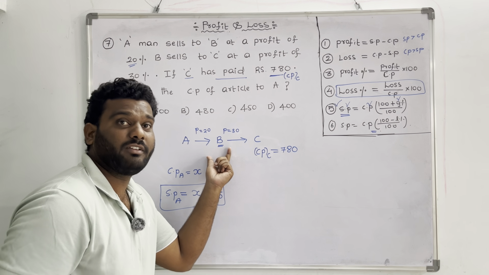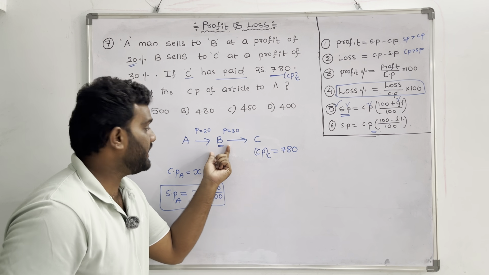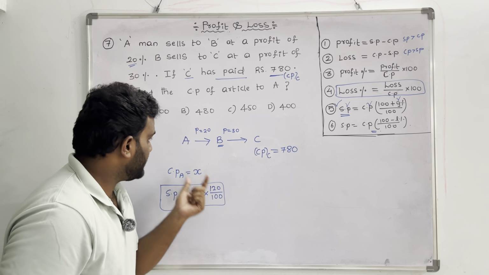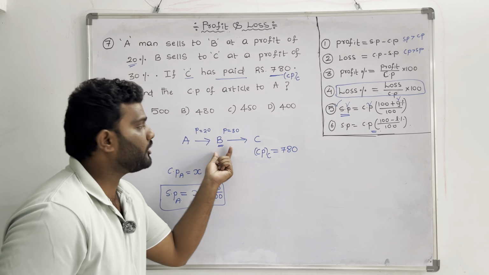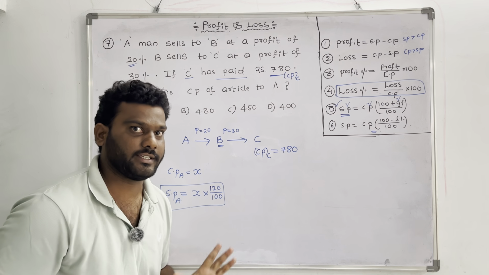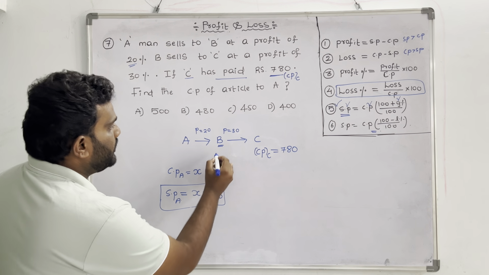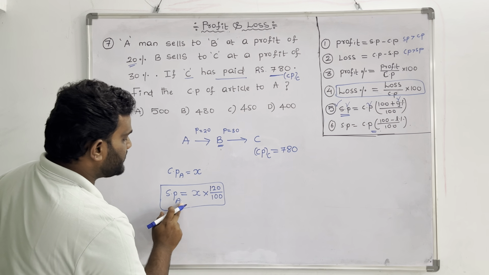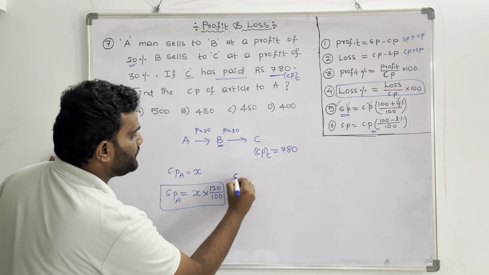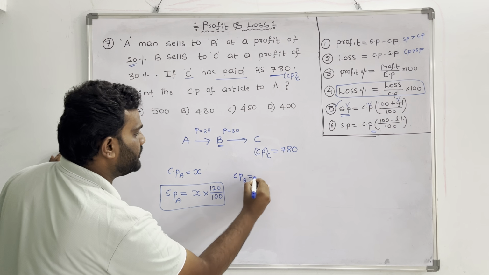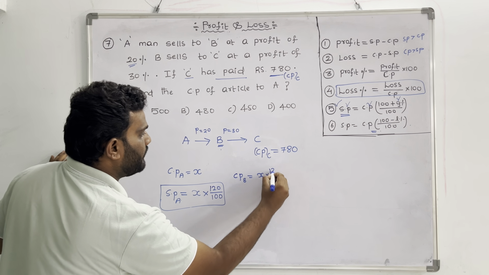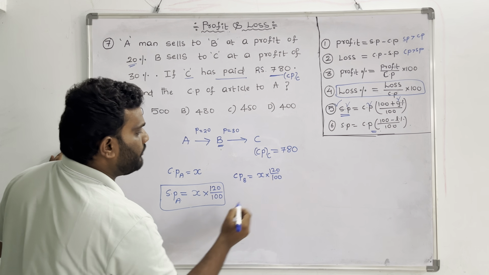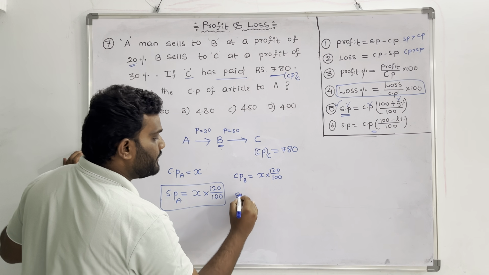Cost price of B will become, since B is buying from A, the selling price of A will become cost price of B. I hope you understand this. So cost price of B will be equal to selling price of A. So simply cost price of B is equal to X into 120 by 100. Now find the selling price of B, because why?